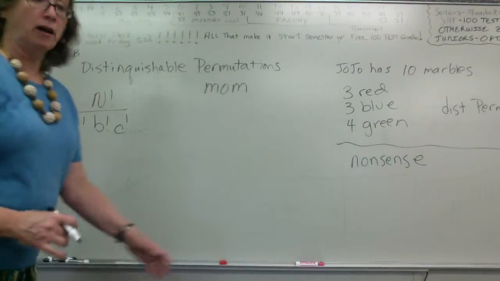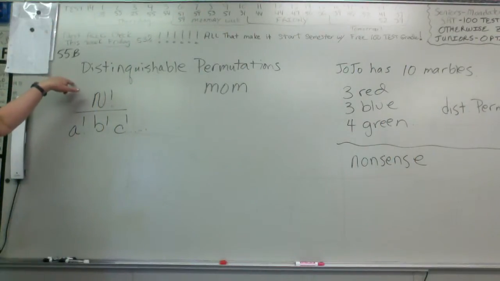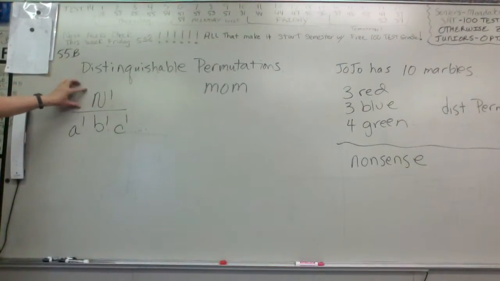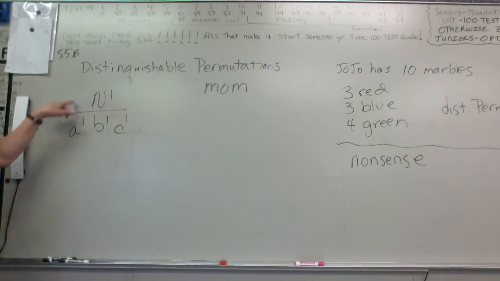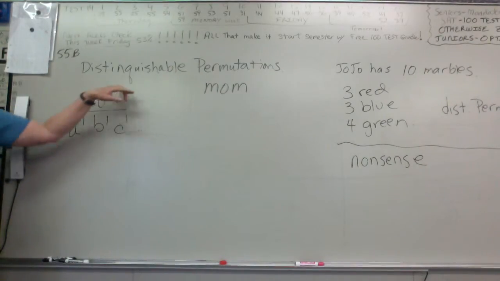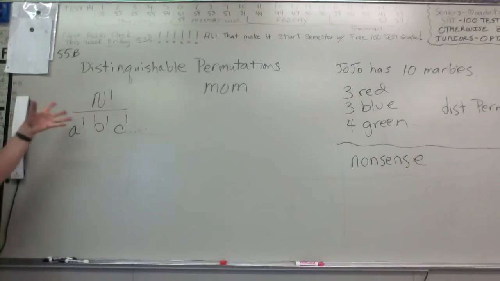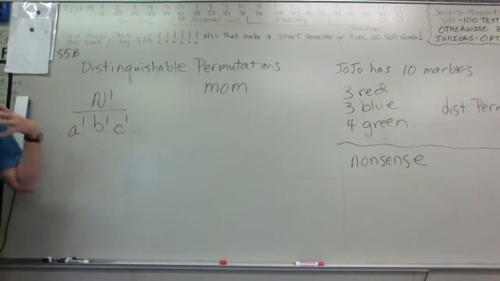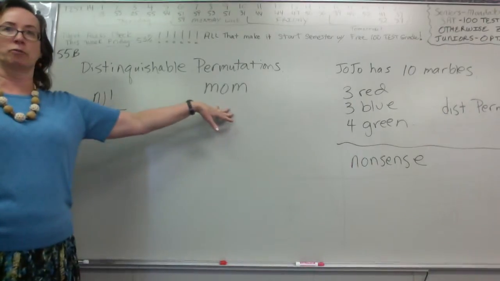All right, so we are on our second part of that same section, 5.5B, distinguishable permutations. And the formula for distinguishable permutations is the number of items we have, factorial, divided by the number of things that are the same, factorial, and then this is dot, dot, dot, because it depends on how many things we have that are the same. And I want to show you with the letters in the word mom.